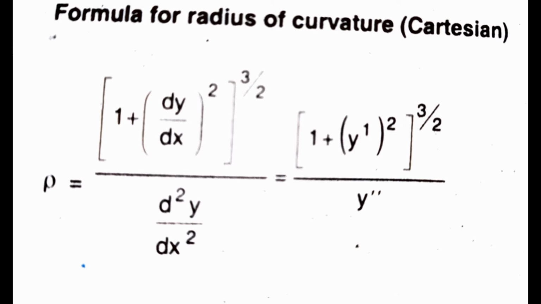The formula for radius of curvature is rho equal to (1 plus (dy by dx) square) the whole raised to 3 by 2 divided by d square y by dx square. Or this can be written as (1 plus y dash square). Remember that here y dash is dy by dx. Therefore, rho equals (1 plus y dash square) the whole raised to 3 by 2 divided by y double dash. Y double dash means d square y by dx square.